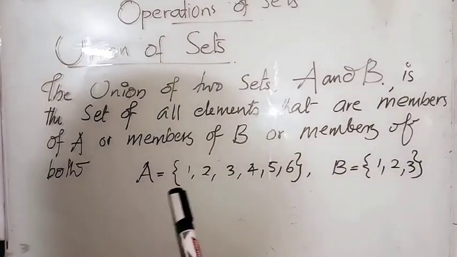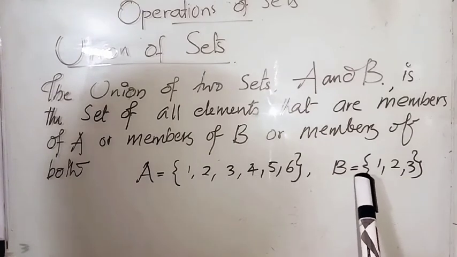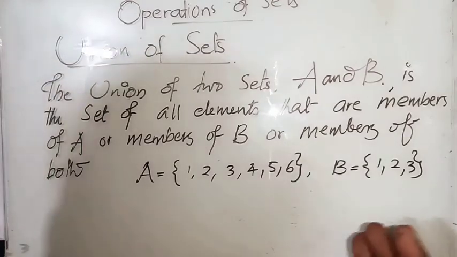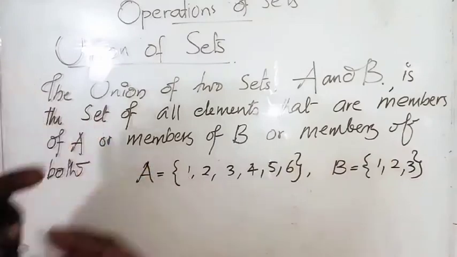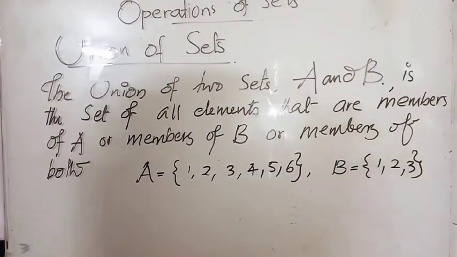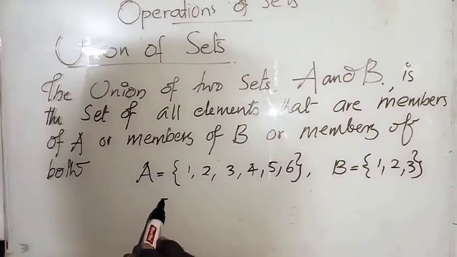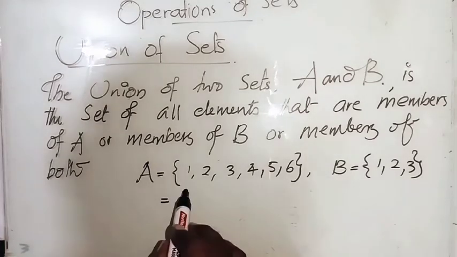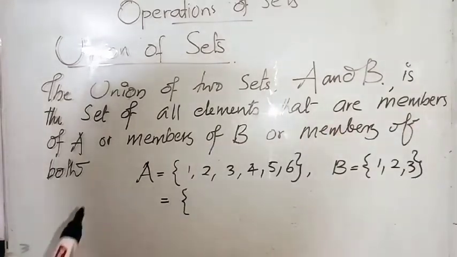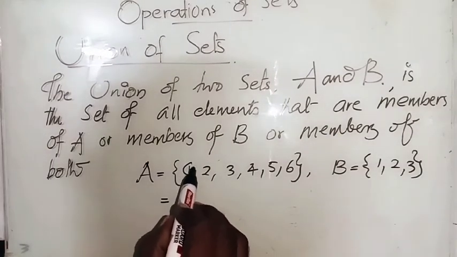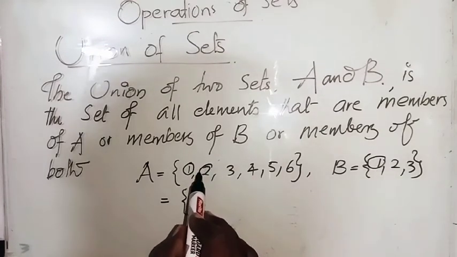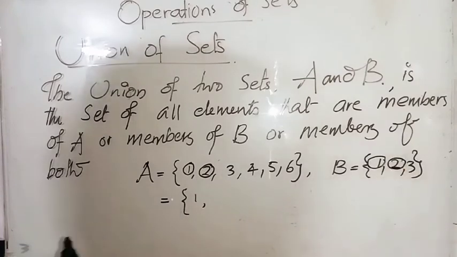Consider two sets. A is set 1, 2, 3, 4, 5, 6 and B is set 1, 2, 3. Now when you find the union of these two sets, that means we have to combine these two sets together and form a new set. Join all the elements together and form a new set. So 1 is the first element that repeats twice, so write only once. 2 is the second element that repeats twice.